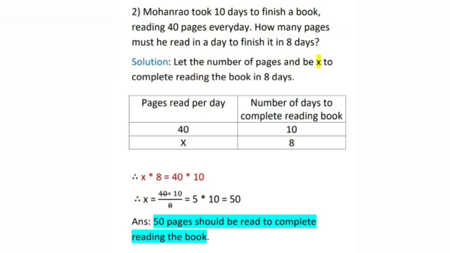Now the cancellation. 8 ones are 8, 8 fives are 40. So 5 tens are 50. So Mohan Rao read 50 pages per day to complete reading the book in 8 days.